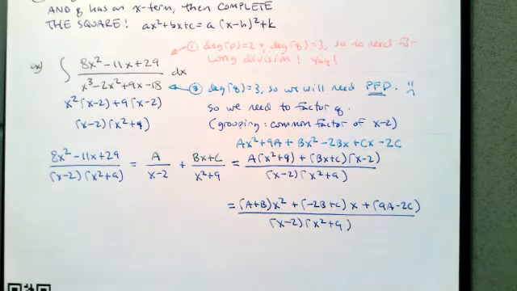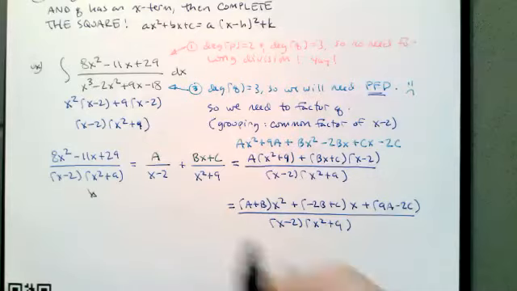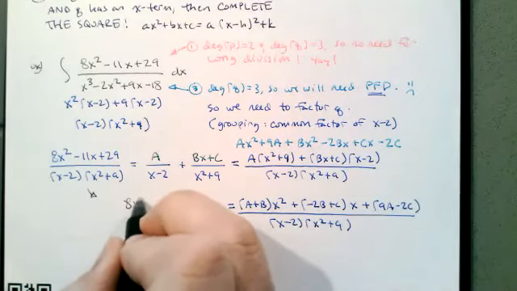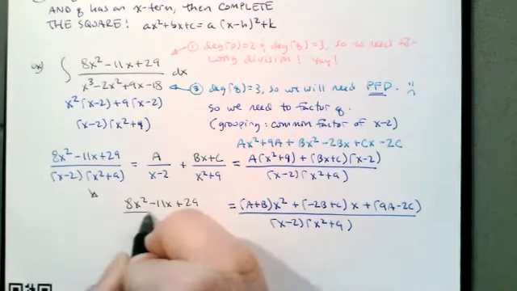This is the partial fraction decomposition technique. The first thing is knowing how the decomposition should look. The second thing is just putting your decomposition together and making it look like what you started with. So what we started with was 8x squared minus 11x plus 29.